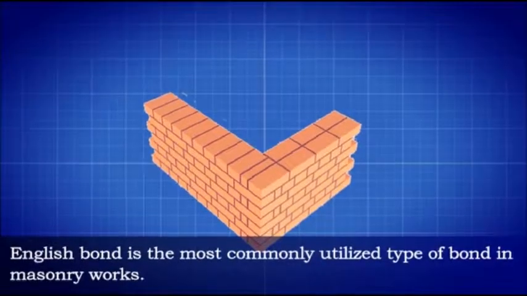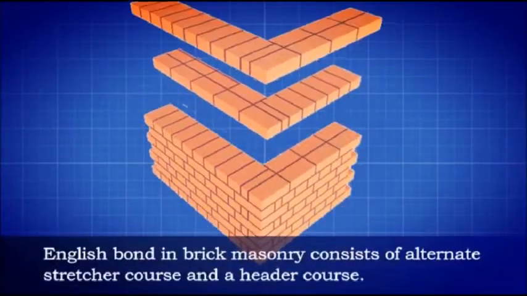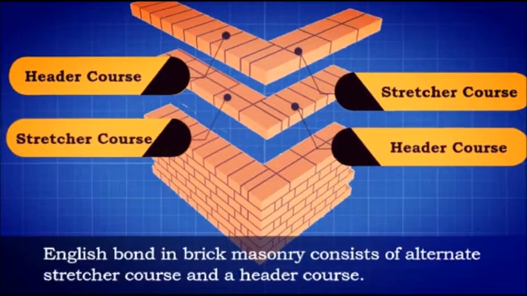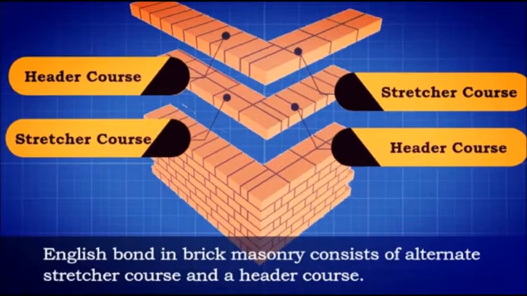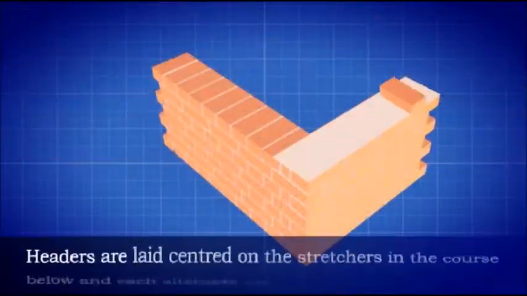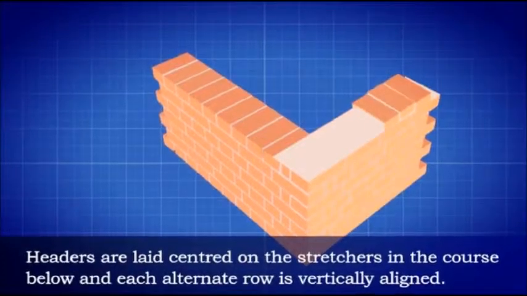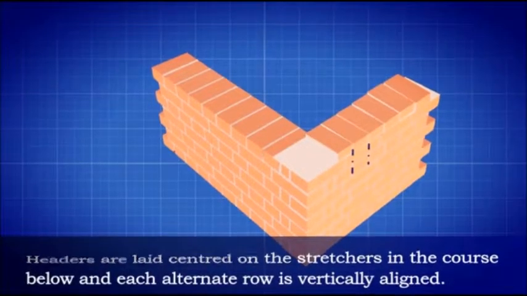English bond is the most commonly utilized type of bond in masonry works. English bond in brick masonry consists of alternate stretcher course and a header course. Headers are laid centered on the stretchers in the course below and each alternate row is vertically aligned.